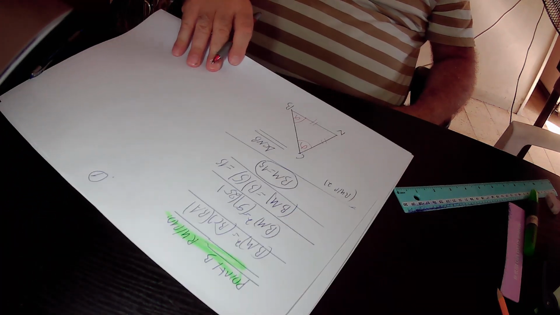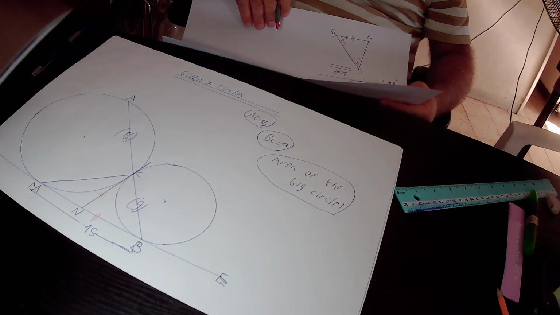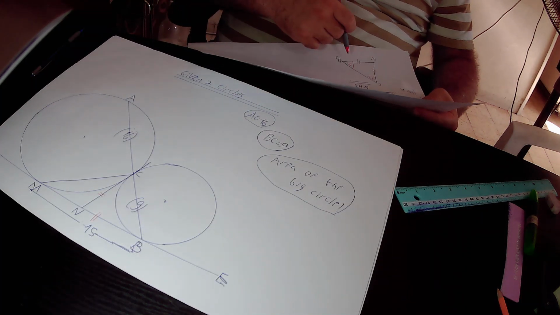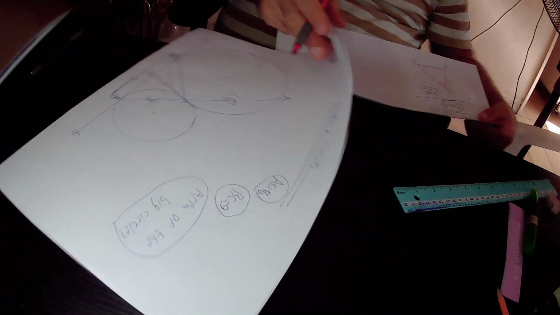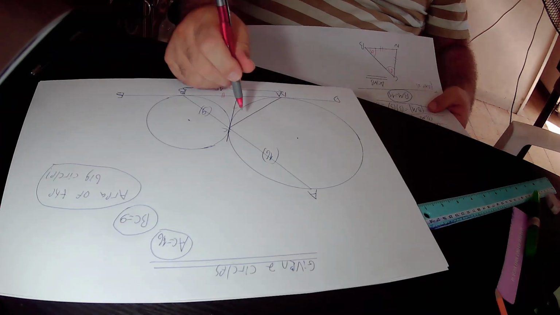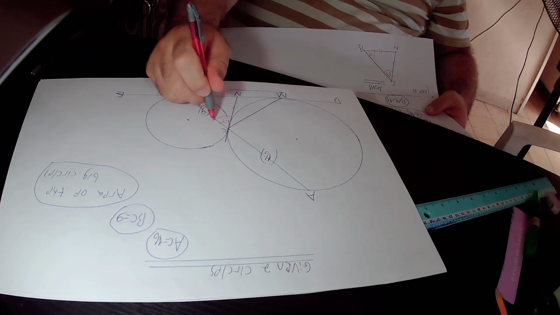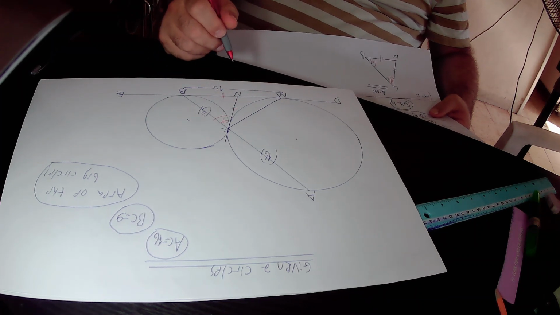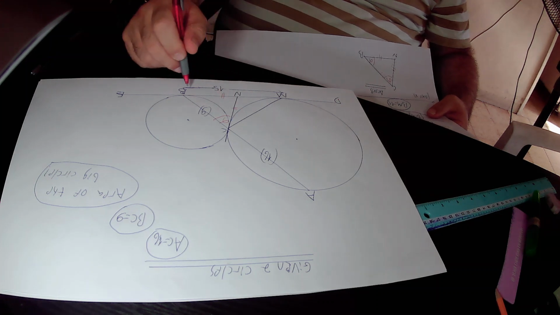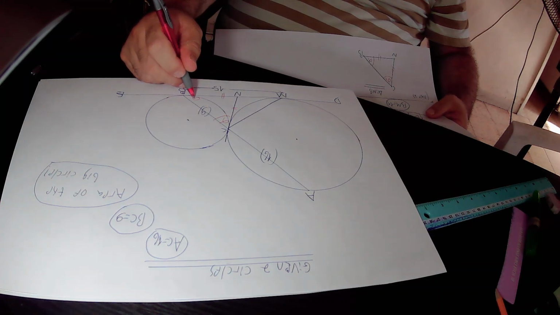So we found out that angle NCB equals alpha. This is angle NCB that is equal to alpha, and angle CBN also equals alpha. This is angle CBN that is equal to alpha.